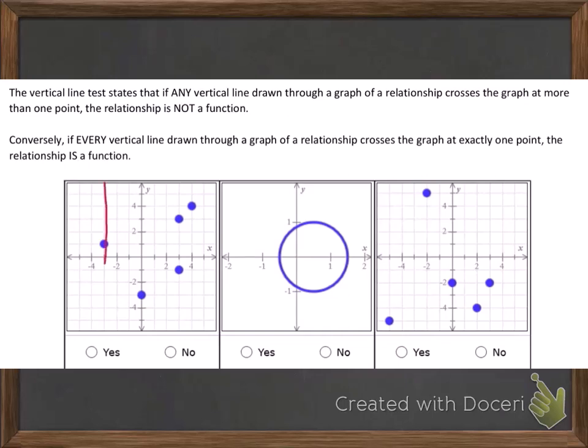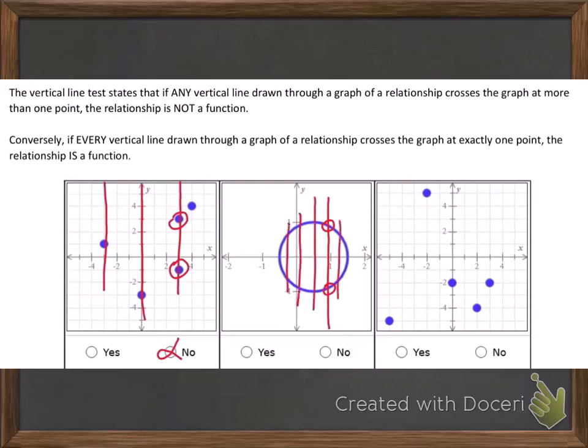I can draw a line here, and it only crosses through one point. Here we're okay, but all of a sudden here, do you notice that this is passing through 2 different points? So this is not a function. How about the next one? If I draw a vertical line here, it's very clear that it passes through two different points. I could have drawn the line almost anywhere on the graph, and it would have passed through 2 different points. So it is not a function.